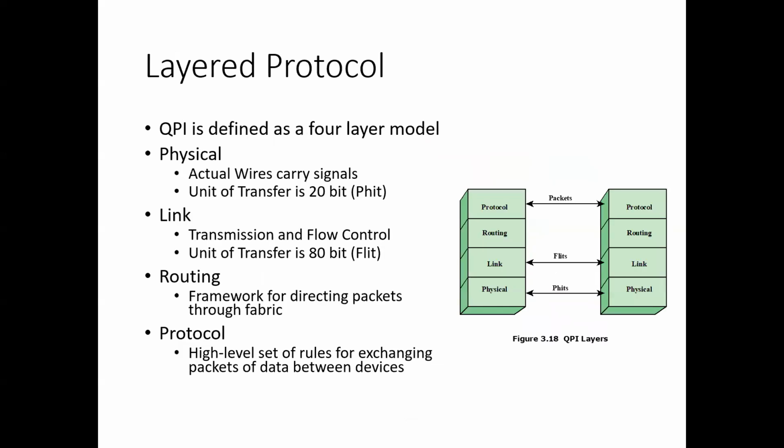We also mentioned the layered protocol. It's a 4-layered protocol. The physical are the actual wires. The unit of transfer is 20 bits, which is a FIT. The link is the transmission and flow control, and there the unit of transfer is 80 bits, which is called a FLIT. The routing is the framework for directing packets through the fabric, and the protocol is a high-level set of rules for exchanging packets of data between devices.